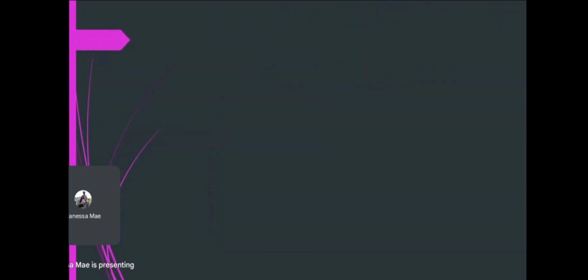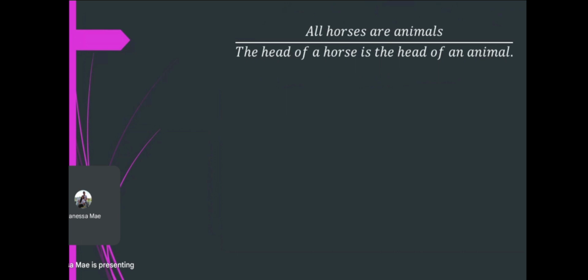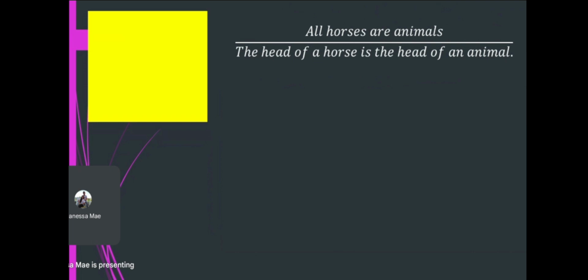Last example: all horses are animals. Therefore, the head of a horse is the head of an animal. So we will use the following translation or abbreviation. EX will represent X is a horse. Next, we have AX: X is an animal.